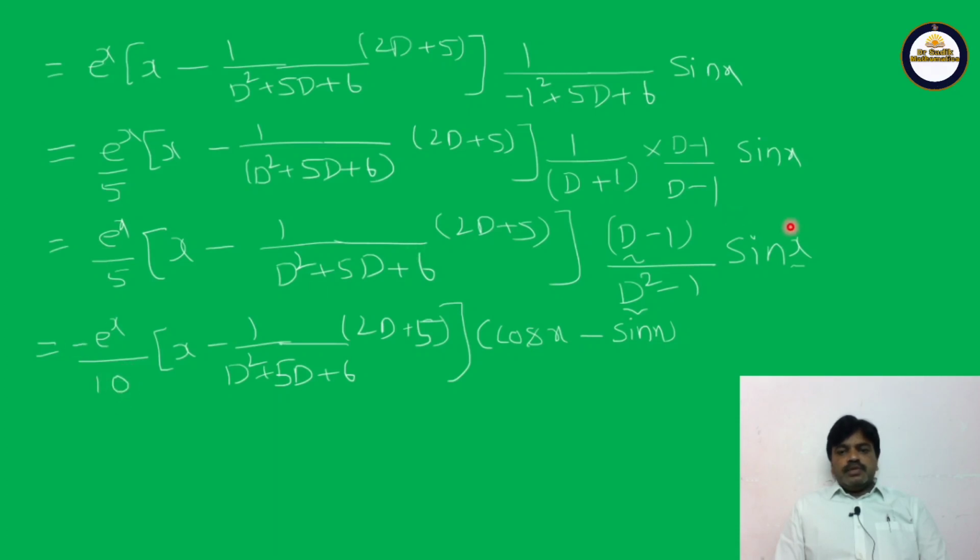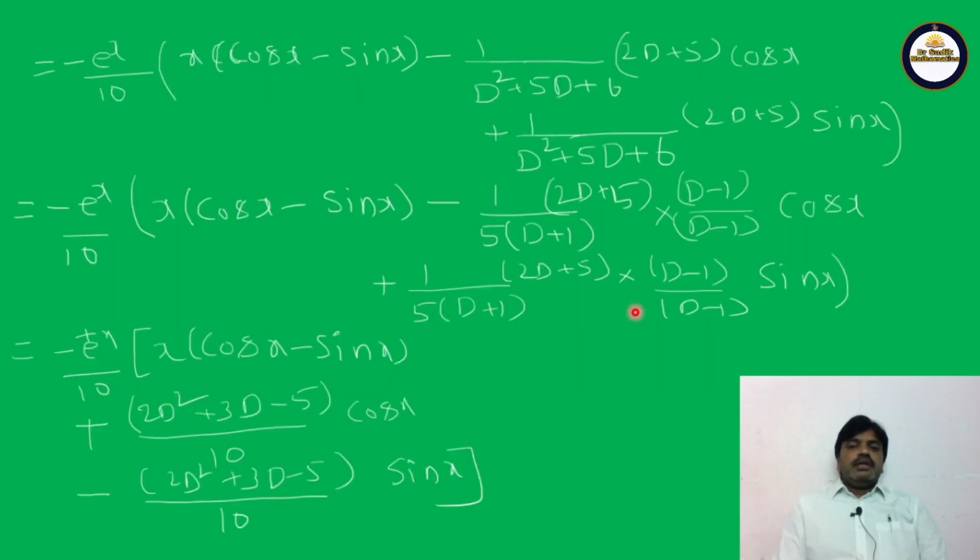And then I multiply d minus 1 with sin x, friends. So we get the derivative of sin x is cos x, minus 1 into sin x is sin x, friends. And then I multiply with cos x and sin x here. Again it is a trigonometric function, so I replace d square by minus 1 square and take 5 common here. Again we get d in the denominator, so again I rationalize here. Same thing applies to sin x.